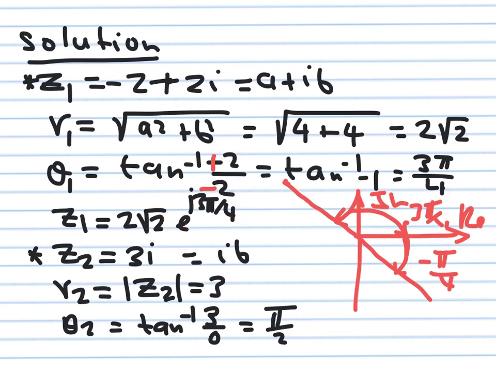Now let's talk about the second complex number. z2 is equal to 3i is equal to ib. There is no a here. There is no real part. So b is equal to 3.